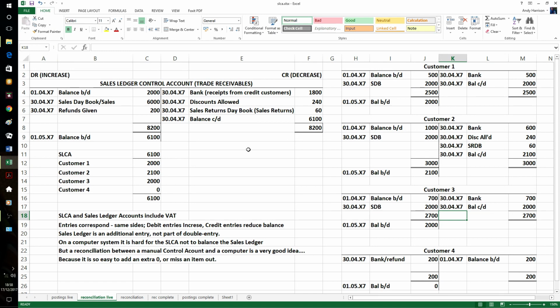So I mentioned earlier the use of computer systems and how awkward it is, or almost impossible, for them not to balance. But actually, good bookkeepers quite often keep a manual control account and some manual notes on individual customers, and then they manually reconcile against the computer system, because it's very easy to add an extra zero or miss an item out.